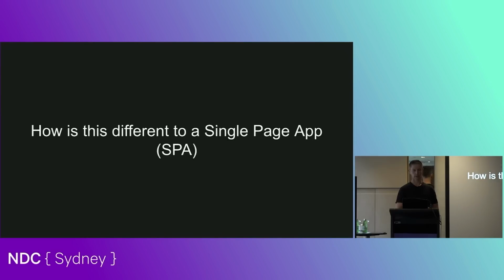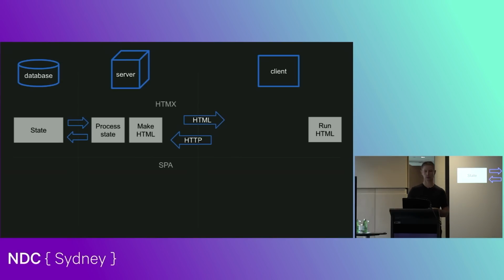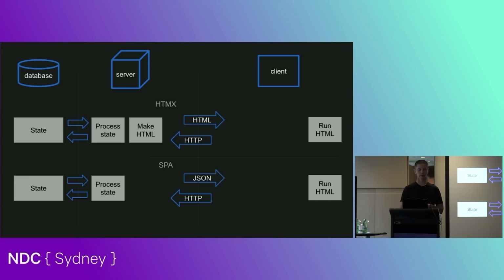So how's this different to a single page application? Well, HTML is the big difference here. So this is what we've just been looking at, that we make HTML on the server and send it down. But the difference here is that we get our state, we process it with our business logic, but we make JSON. That's the status quo at the moment. And there's nothing wrong with that. We're running all of our businesses and all of our jobs are based on this idea. And I don't think this is going to go away.